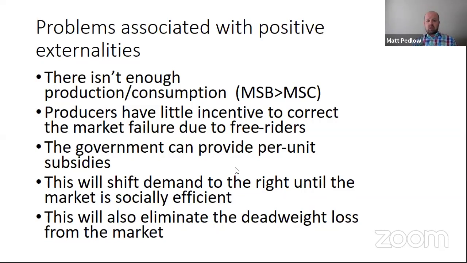So those are the problems associated with it. But hands down, the big one is right up here. The marginal social benefit is greater than marginal social cost. If you get a free response question and they ever asked, how do you know there's an externality? That's what they want you to answer. They want you to look at the marginal social benefit and marginal social cost and see where it is.